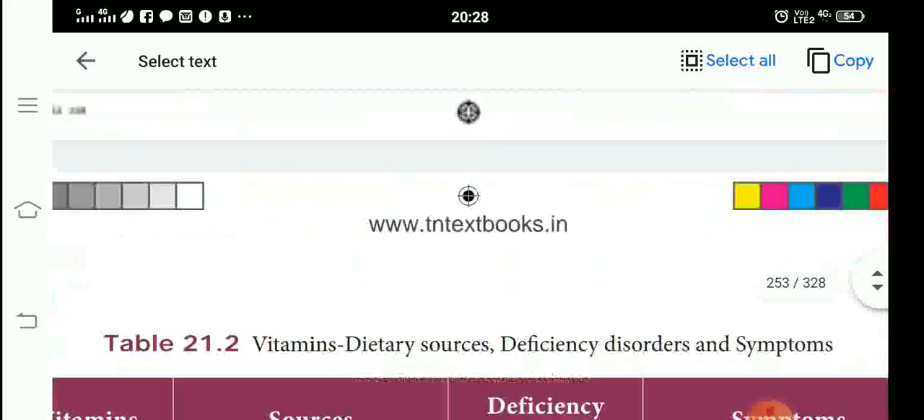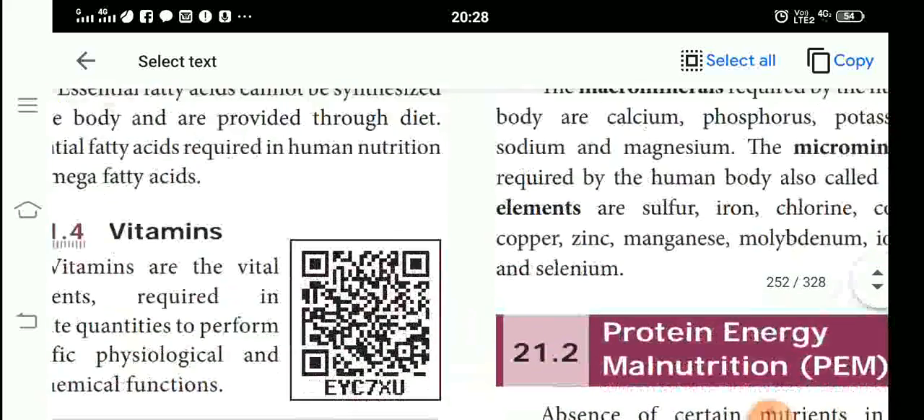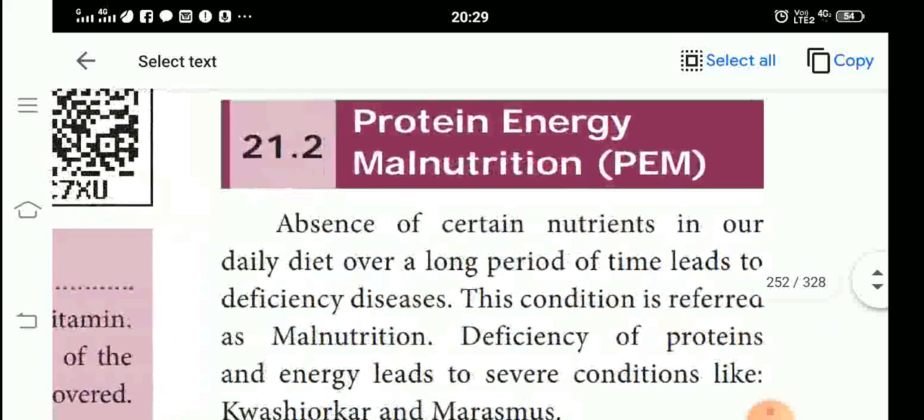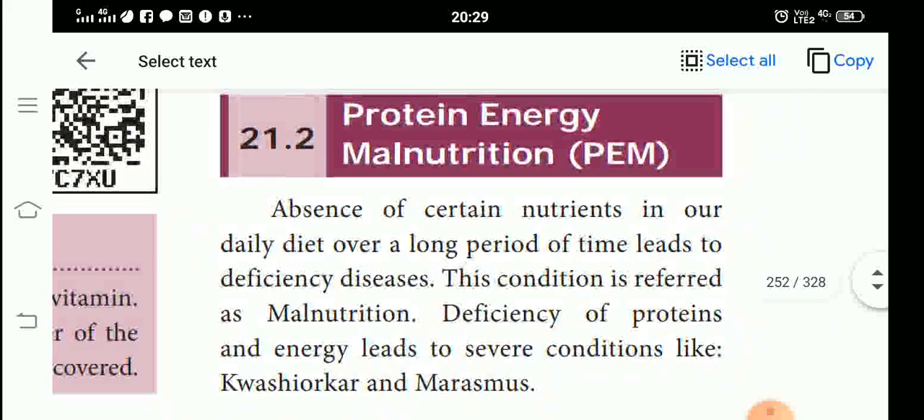Next we are going to see protein energy malnutrition. What is protein energy malnutrition? It is shortly called PEM. The abbreviation of PEM is protein energy malnutrition. It is the absence of certain nutrients in our daily diet over a long period of time, which leads to deficiency diseases.